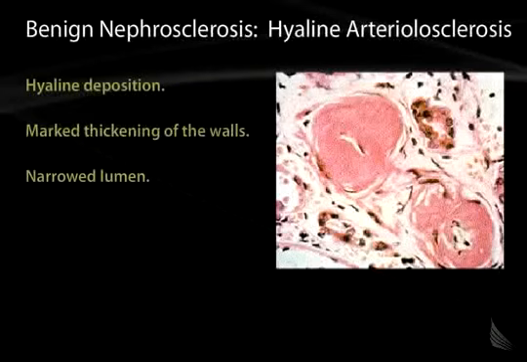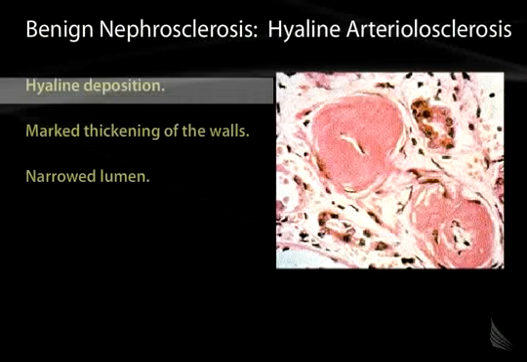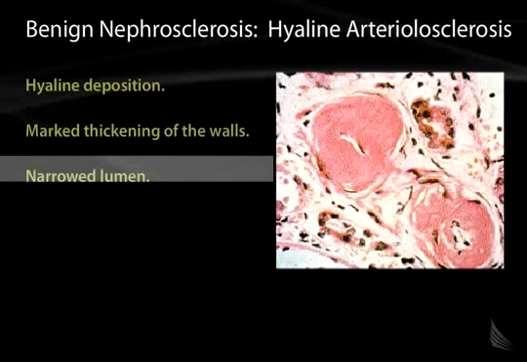Here's a picture of what this looks like. You get hyaline or glassy eosinophilic deposits in the tunica media and the tunica intima, and that causes marked thickening of the walls and a narrowed lumen. You can imagine that these arterioles don't carry blood very well, and that's what leads to the focal ischemia of the kidney parenchyma.